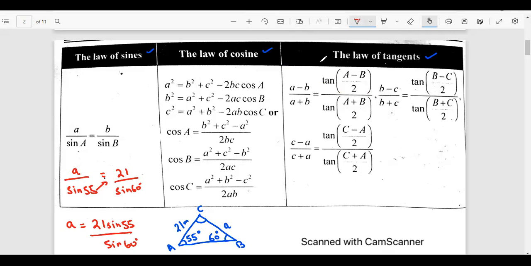Yes, Saad and Ahmed, can you guys solve it and tell me the answers? I want you to participate.